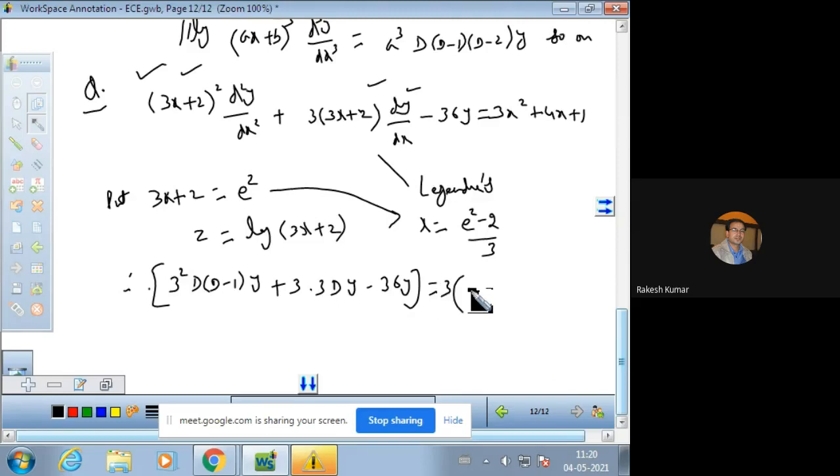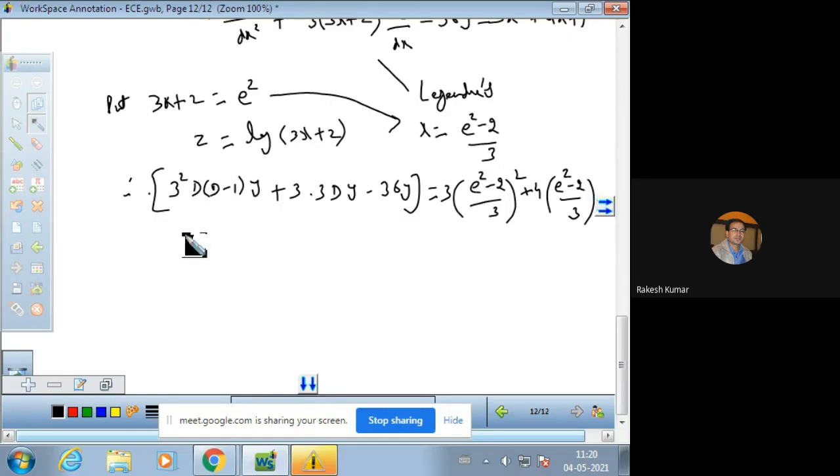So put the value of x here. e raised to power z minus 2 over 3 whole square plus 4 times e raised to power z minus 2 over 3 power 1 and plus 1. So now you will have 9 d square. 9 can be taken common because 9 and 9 can be taken common here. So that is d square minus d, and plus d will be cancelled, minus 4. So d square minus 4 into y is equal to, simplify this right hand side.